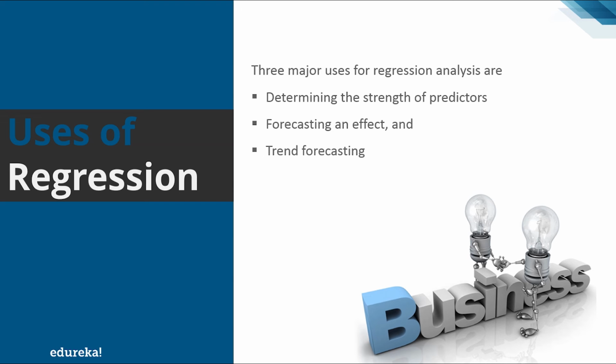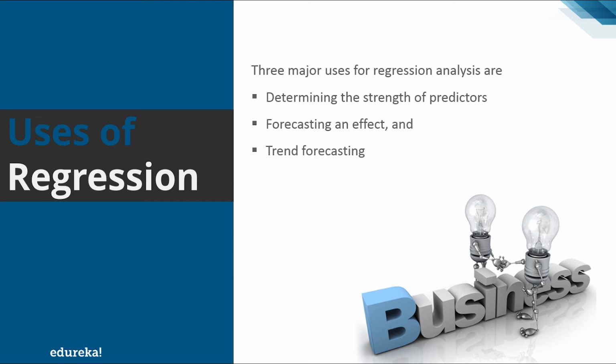Second is forecasting an effect. In this, the regression can be used to forecast effects or impact of changes. That is, the regression analysis helps us to understand how much the dependent variable changes with the change in one or more independent variables. Fine. For example, you can ask questions like, how much additional sale income will I get for each $1,000 spent on marketing?